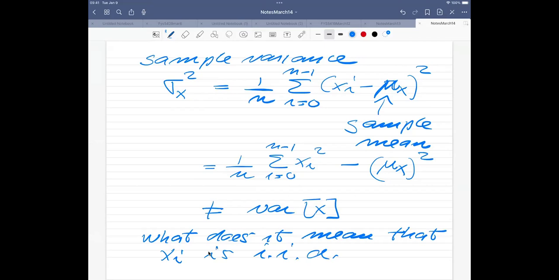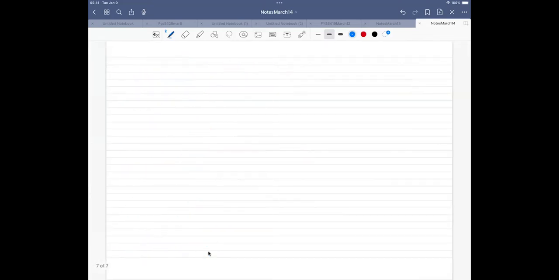Okay, so if we now ask ourselves what this means, let's take a look at a probability of two particles. So we have x1 and x2 as stochastic variables.